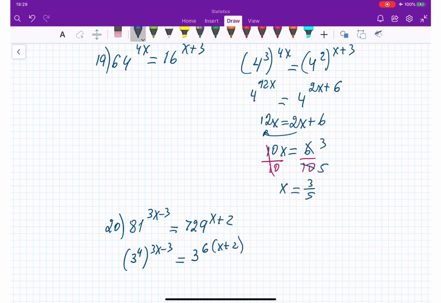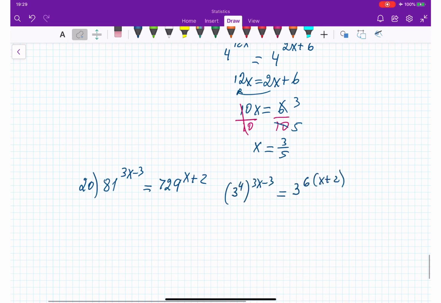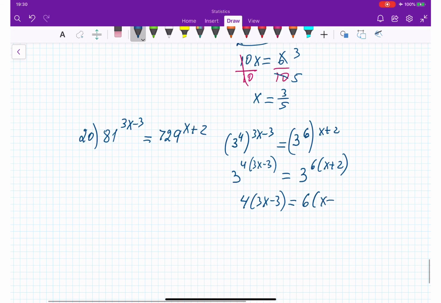To power x plus 2. Let me move this to the other side because all the math I did was on this side. Hold on, let me write it down this way. Although that's not a mistake, since you learned it this way, we might as well. So it's going to be (3^4)^(3x minus 3) equal to (3^6)^(x plus 2). Since we have 3 and 3, we can drop them and we get 4 times 3x minus 3 is equal to 6 times x plus 2.